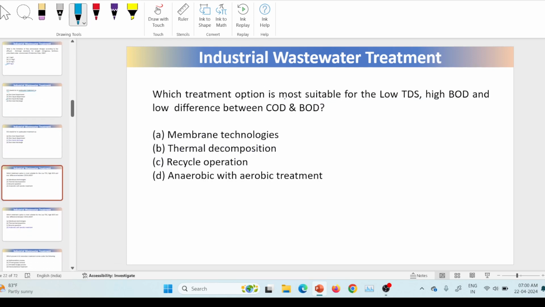Which treatment option is most suitable for low TDS, high BOD, and low difference between COD and BOD? If the difference between COD and BOD is less, we'll go for biological treatment, and TDS is also less. So we will go for anaerobic with aerobic treatment.